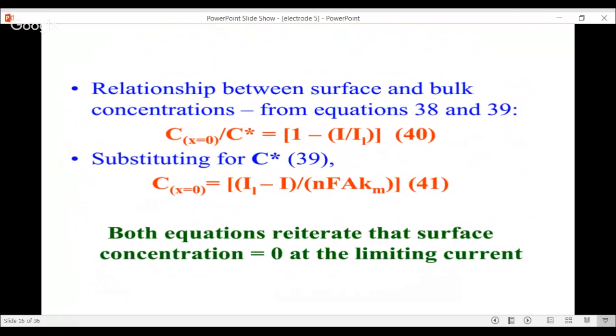The relationship between surface and bulk concentration, as we have already seen, is that C at x equal to 0 over the bulk concentration is given by 1 minus I by IL, the limiting current. Substituting for C star from this equation, C is equal to (IL minus I) by nFA Km. Both equations reiterate that the surface concentration is equal to 0 at the limiting current. That means all the species arriving at the electrode surface is consumed immediately.